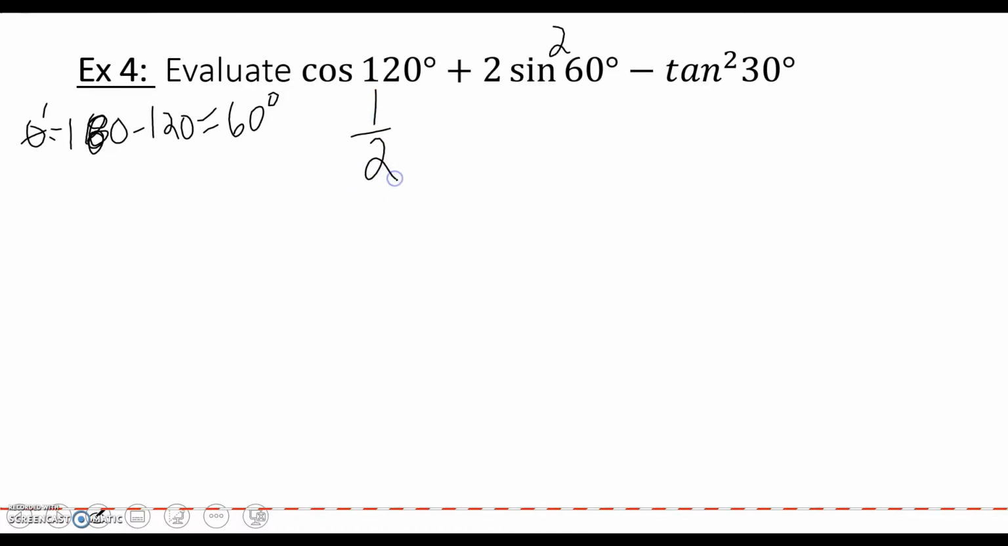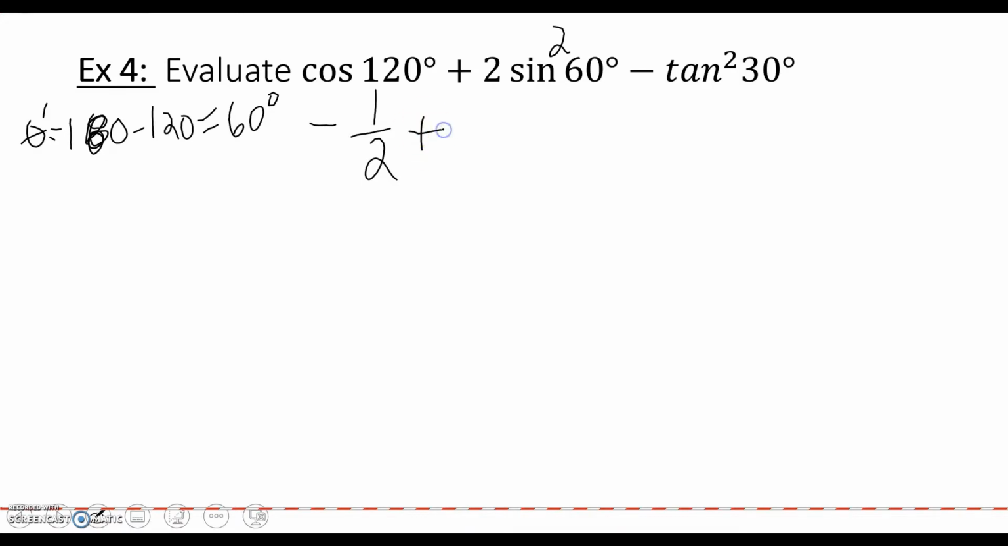However, you will have to consider the sign of it. In the second quadrant, the cosine is negative. So if you consider the sign of cosine in the second quadrant, because it deals with x and your x is negative, then your cosine will be negative. So we have -1/2 right there.